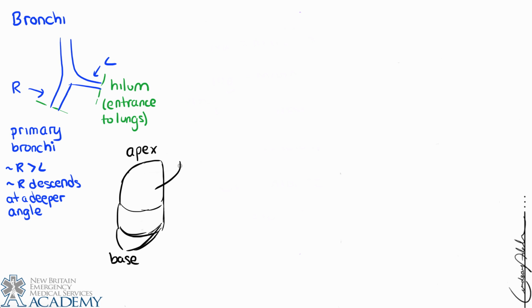And so on the right side there are 3 lobes, and on the left side there are 2 lobes. On the left side there's only 2 because the heart is taking up some of the space. And so the primary bronchi branch to secondary bronchi, and so there will be 3 secondary bronchi on the right side and 2 secondary bronchi on the left side, so 1 for each lobe basically.